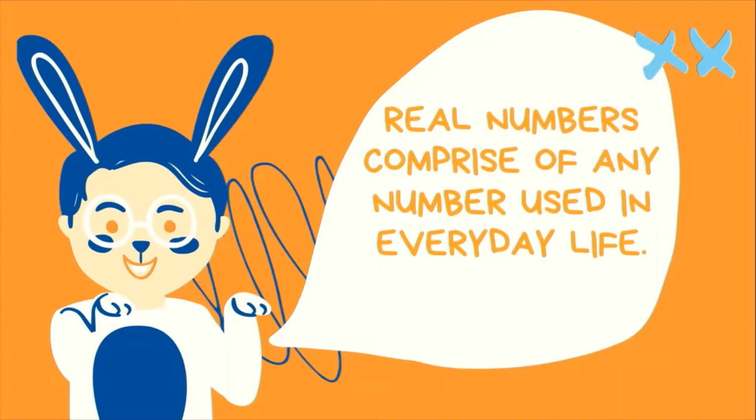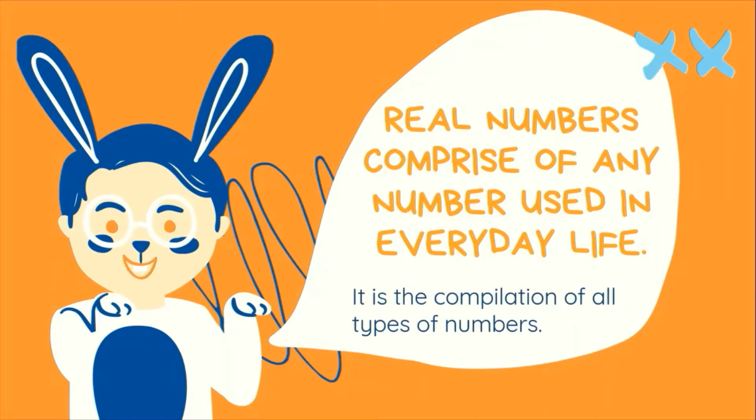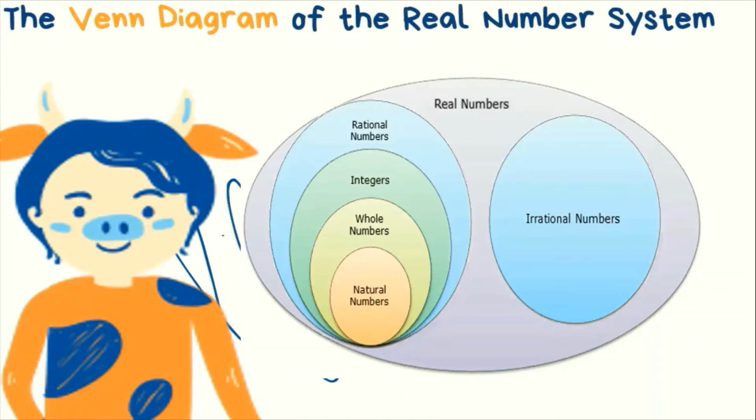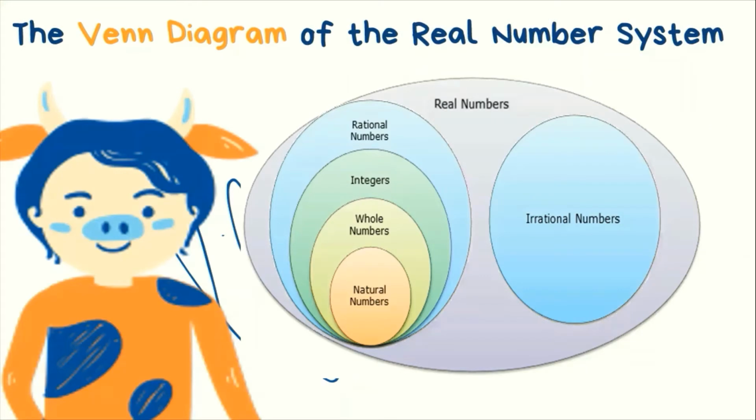Real numbers comprise any number used in everyday life. It is a compilation of all types of numbers. This is the Venn diagram of the real number system.